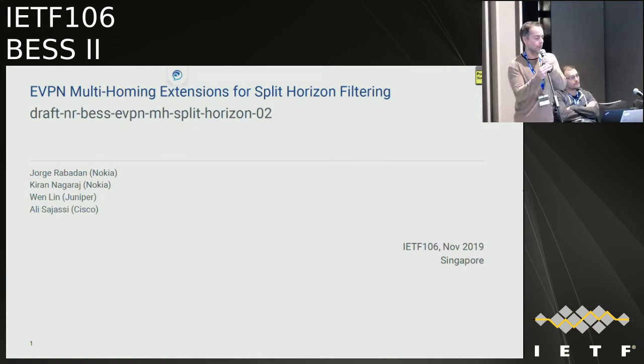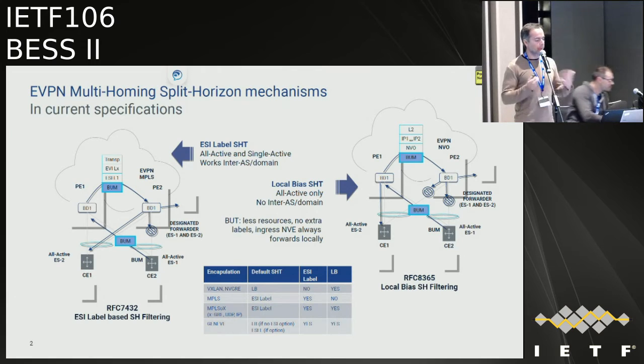Good afternoon. My name is Jorge Rabadan, Nokia. This draft talks about some very small extensions for split horizon filtering and EVPN multi-homing. What do we mean by split horizon filtering? In EVPN multi-homing, split horizon is the mechanism that avoids loops when you have all-active multi-homing. For instance, on the left-hand side of this slide, you have an all-active Ethernet segment connected to CE2. When you send BUM traffic from CE2 to PE1, and P1 floods that, the traffic goes back to PE2. If PE2 is the DF, we want to avoid the traffic coming back to the CE. The mechanism to avoid that and avoid the loop is what we know as the split horizon mechanism.